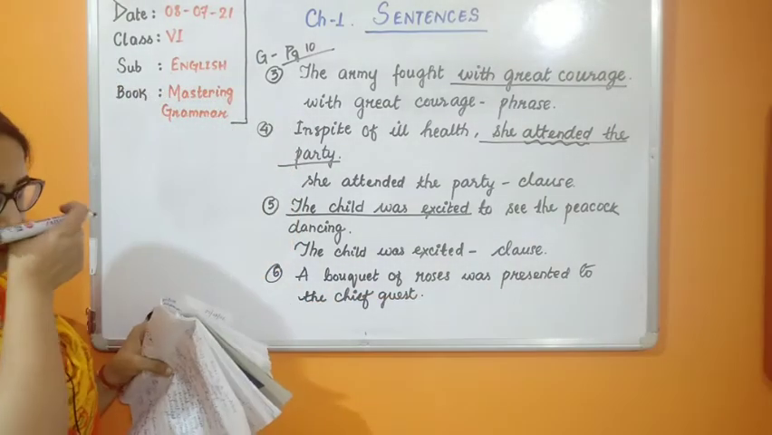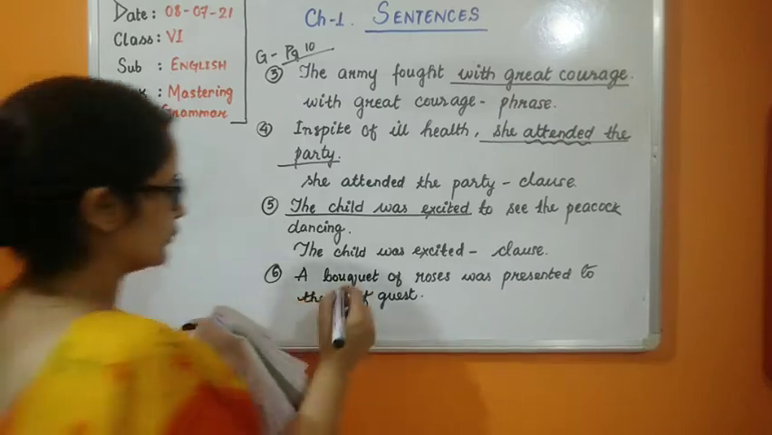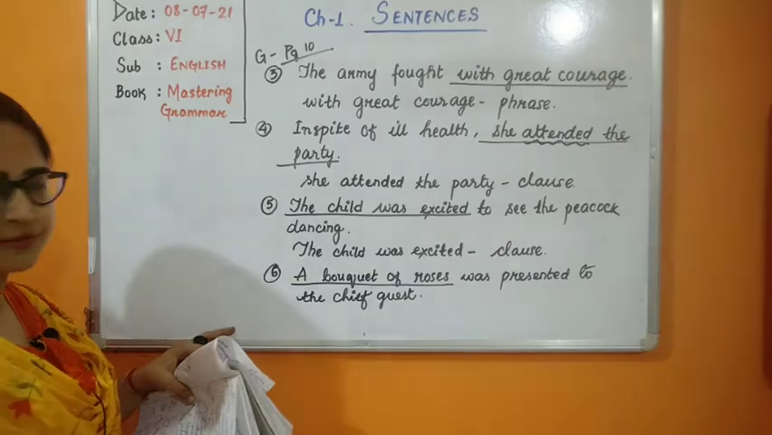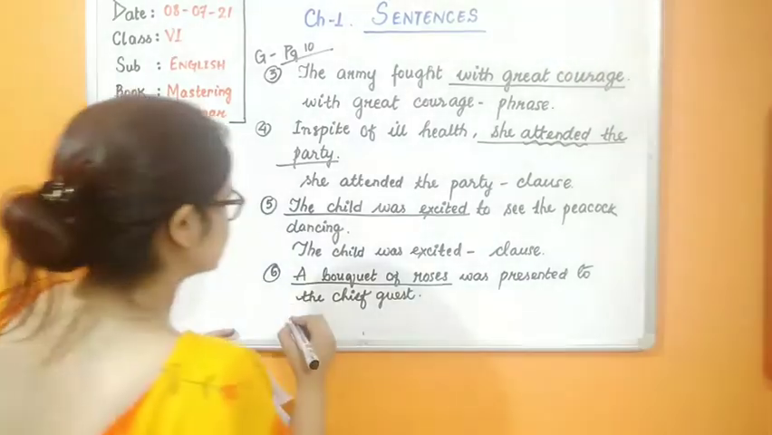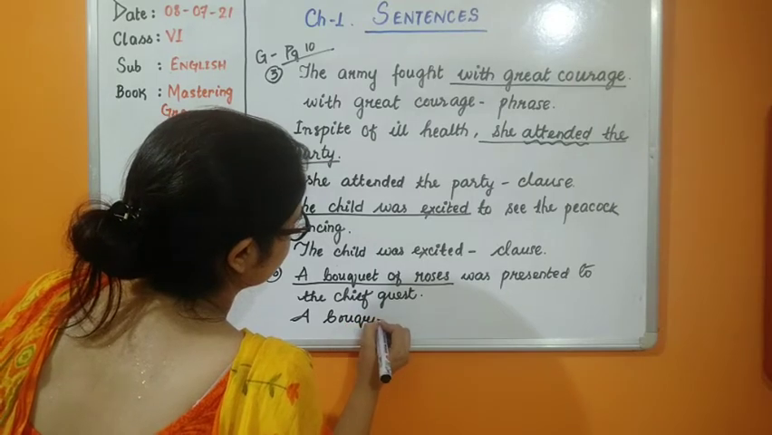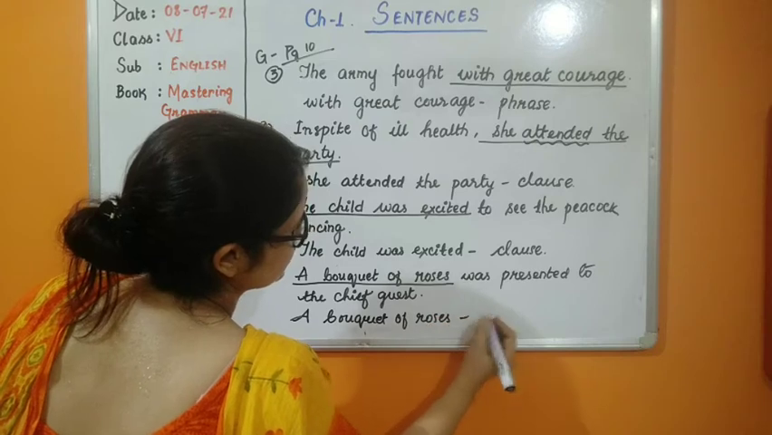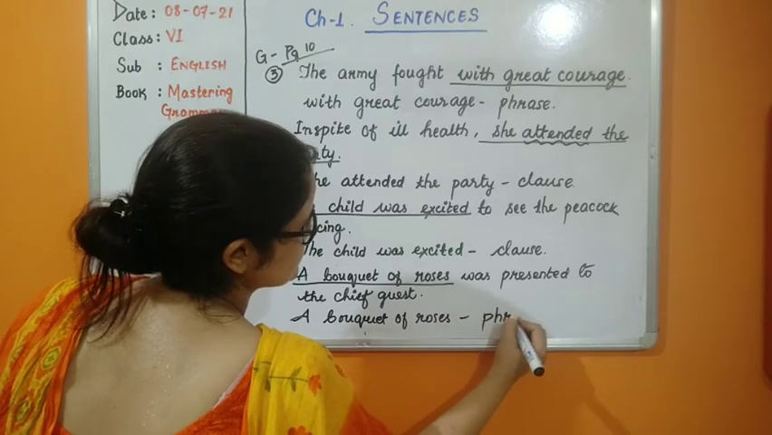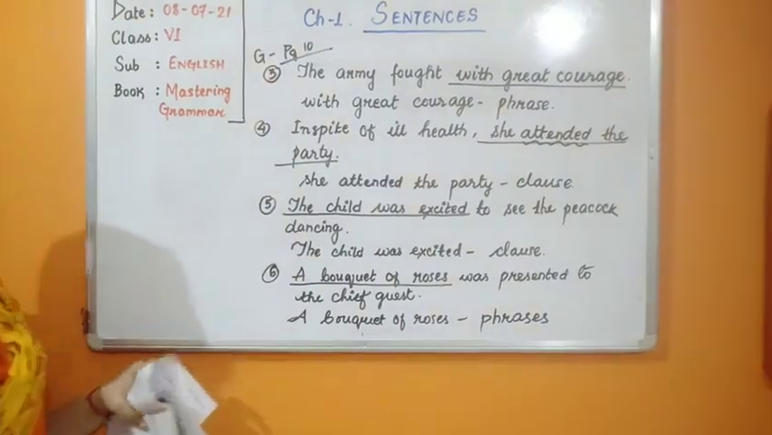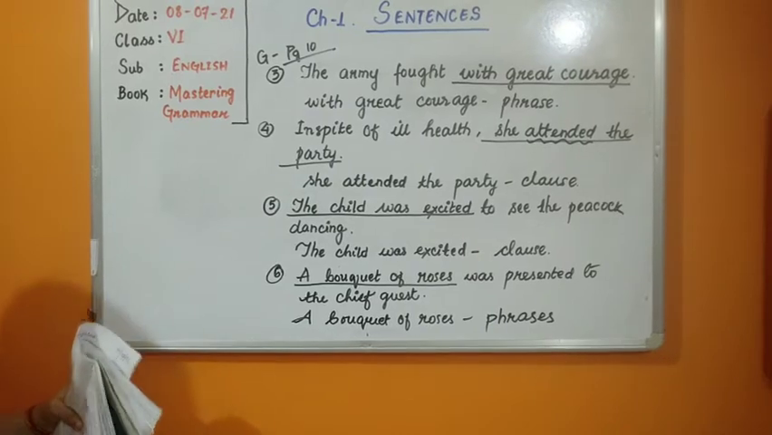Okay children, so the underlined words are a bouquet of roses. Here, see. So children, is there any verb? It's very clear that this group of words, a bouquet of roses, is a phrase and not a clause, because phrases do not have a verb in them. Okay children, this is it. Now let's move to the next one.